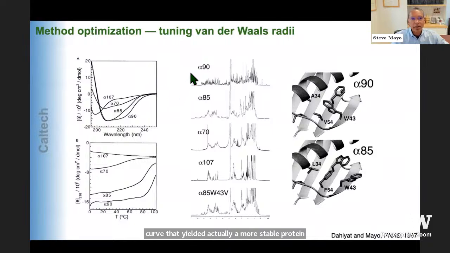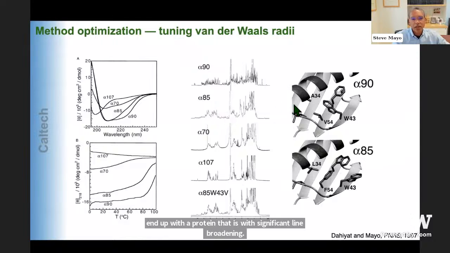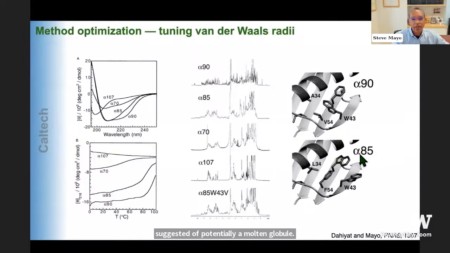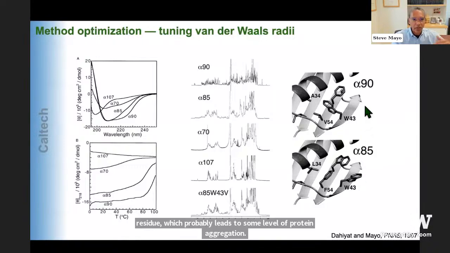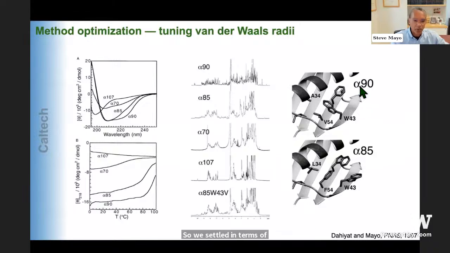Then by 1D protein NMR, you can see that the dispersion in the fingerprint region is as you would desire. But then if you go down to alpha 0.85, you end up with a protein with significant line broadening, suggestive of potentially a molten globule. And then if you look at the modeled structures, what you see is that in the alpha 0.85 case, we get an exposed hydrophobic residue, which probably leads to some level of protein aggregation. So we settled on an optimized alpha value of 0.9.